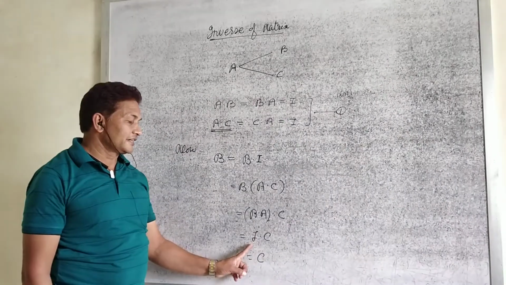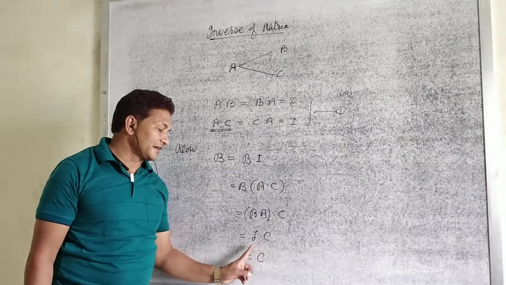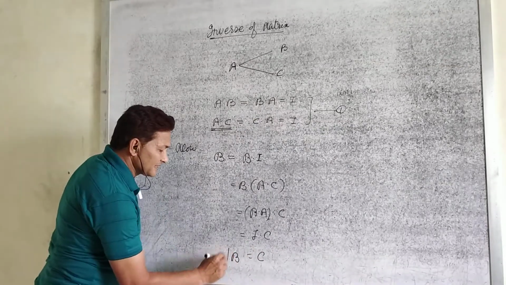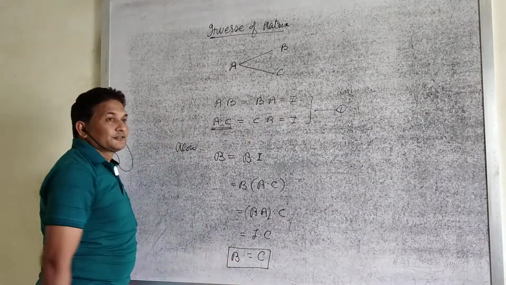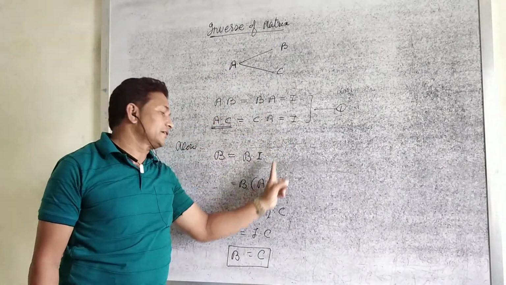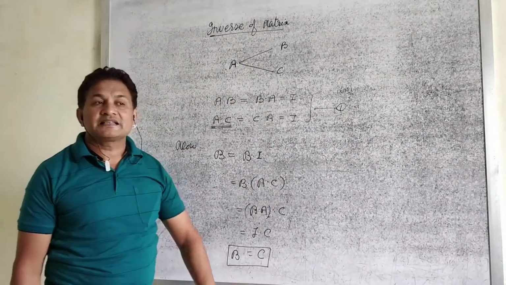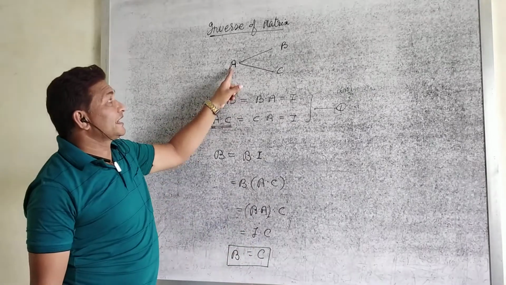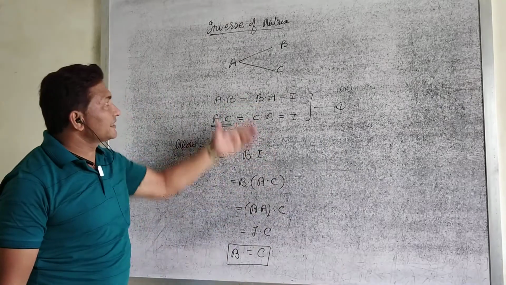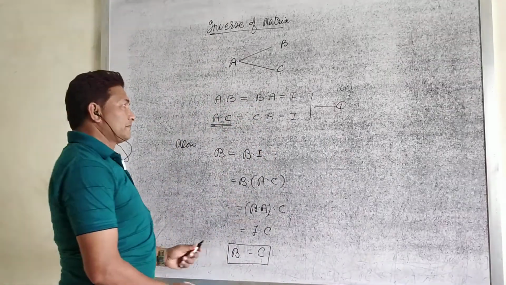And I is the identity matrix. After multiplying any matrix by identity, we get the same matrix. So hence we get B is equal to C. So although we assumed them different, after solving we get both are the same. Hence it is unique, meaning A has only one inverse matrix. So this is the uniqueness property of the inverse of a matrix.